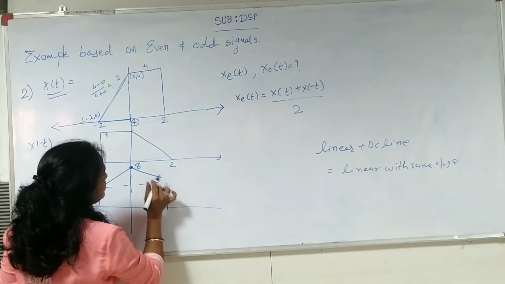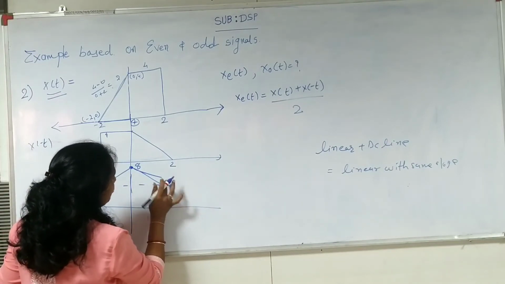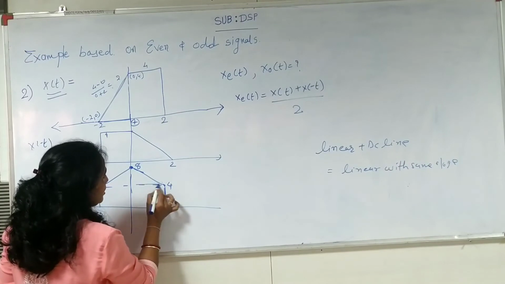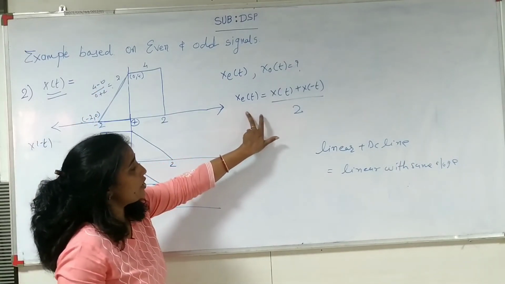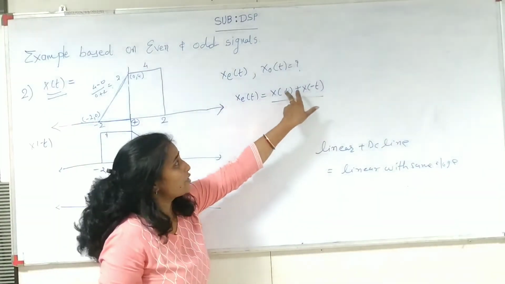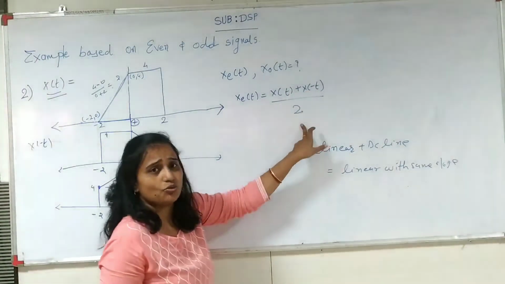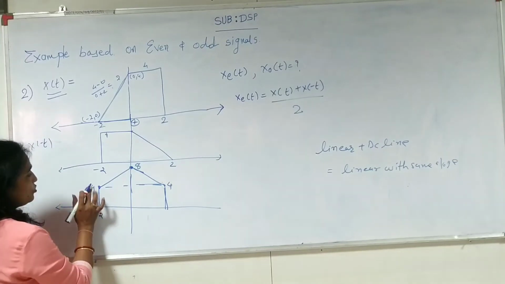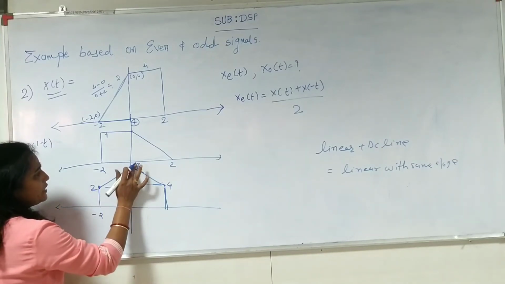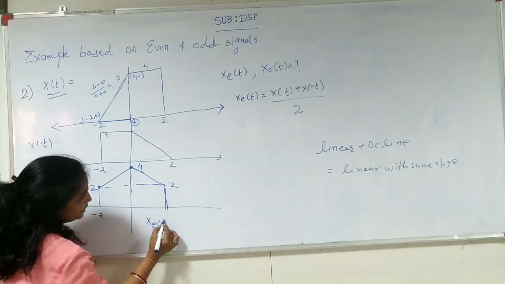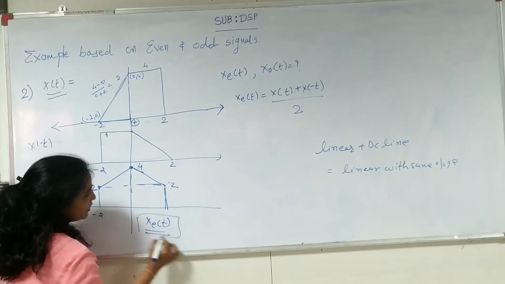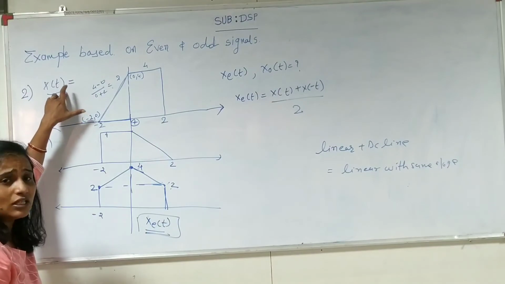So this value is nothing but 4. So this is the even signal. But to find the even component, we have to divide x of t plus x of minus t by 2. So this amplitude is divided by 2. So it's nothing but 2, and this one is 4 and this one is 2. So this one is nothing but the x of e of t of our graphical x of t.